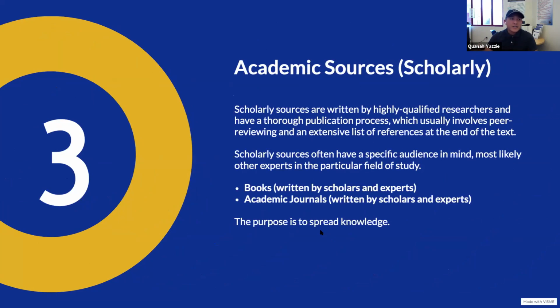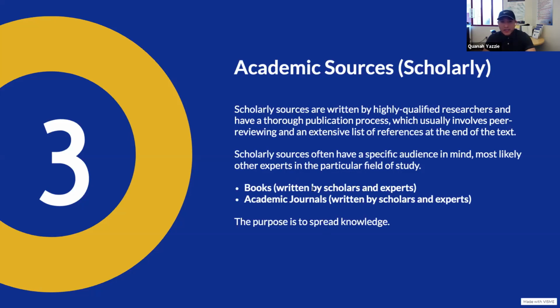Academic sources are usually written by a scholar or an expert within a specific topic. You'll see a lot of lists of references at the end of what they're referencing to conduct their own research. These are usually things like books and academic journals, and their main purpose is just to spread knowledge, not necessarily to do research, because the research is already done. Now they're just elaborating on the topic. So sometimes we use academic sources.